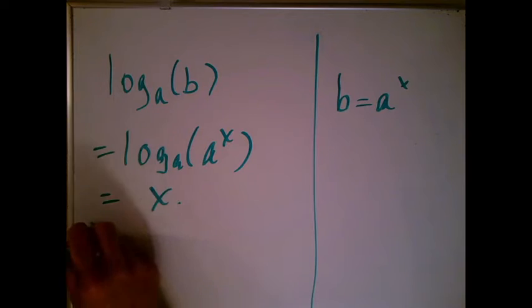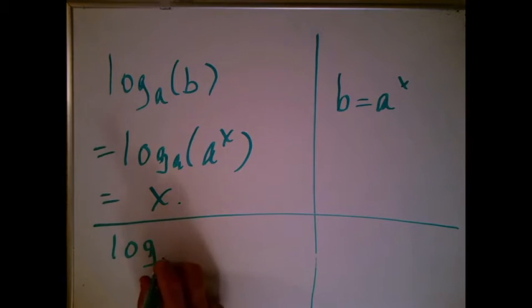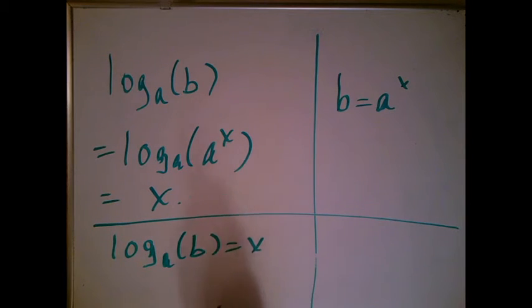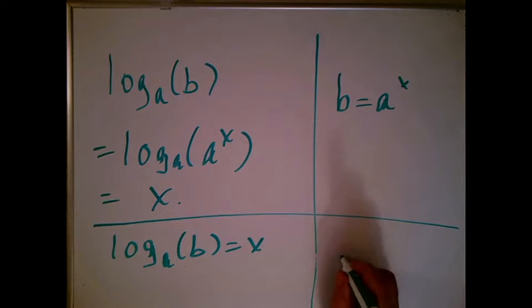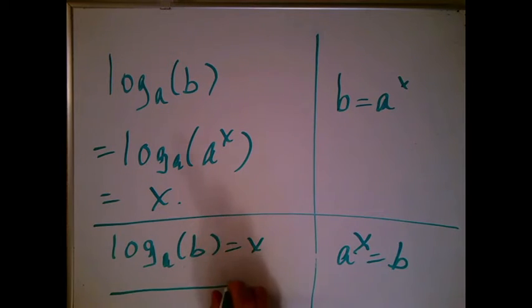So we have two sides of the same statement here. I have the statement that log base A of B is X is exactly the same thing as saying A to the X equals B. This statement means exactly the same as this one. This is just called the logarithmic version. This is called the exponential version.